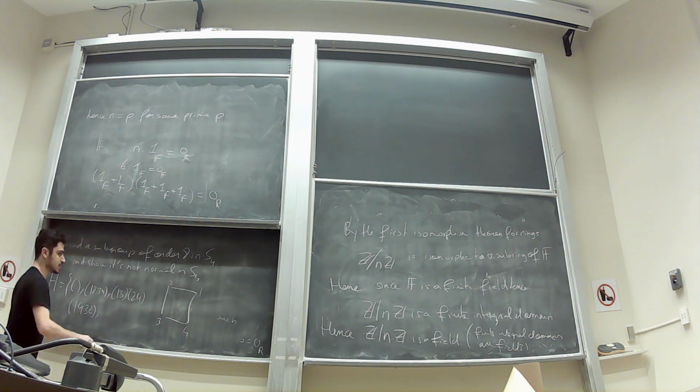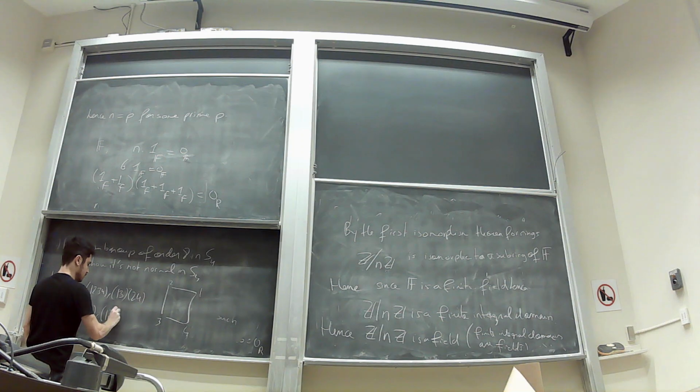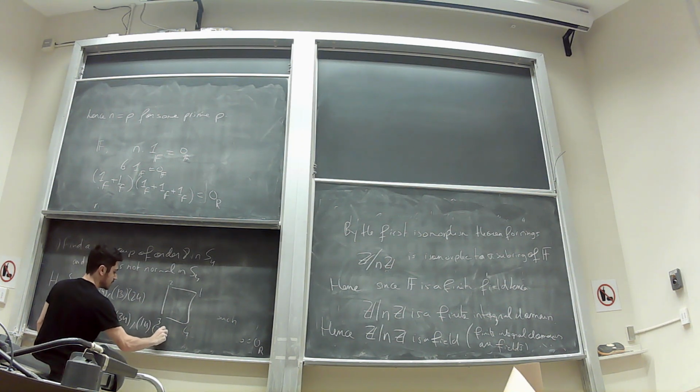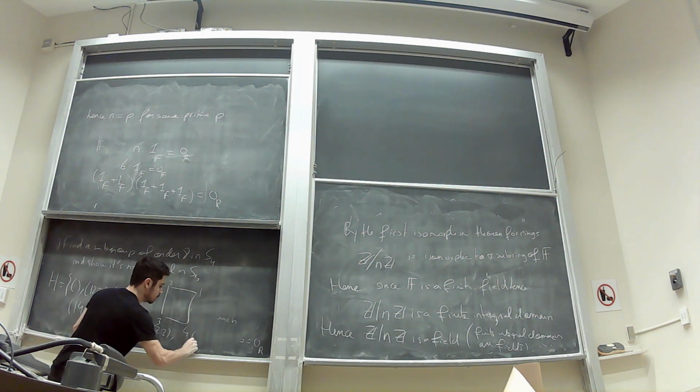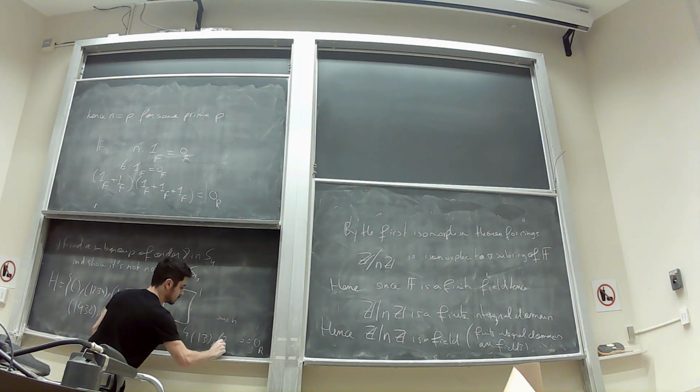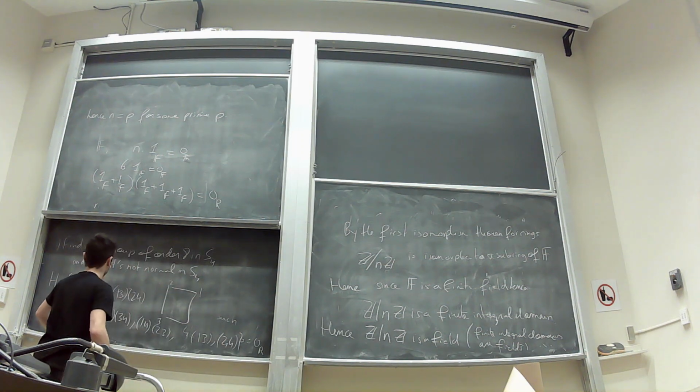Then you have the vertical reflection. What is it? This is (1 2)(3 4). Then the horizontal reflection is (1 4)(2 3). And then what as well? You have the two diagonals, (1 3) and (2 4). Okay? So this is a subgroup of order 8.